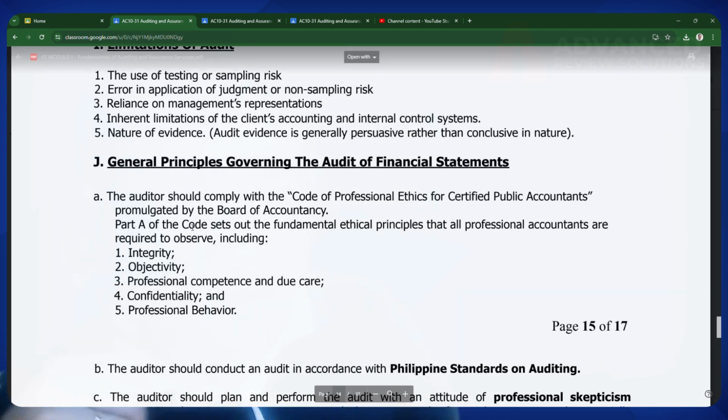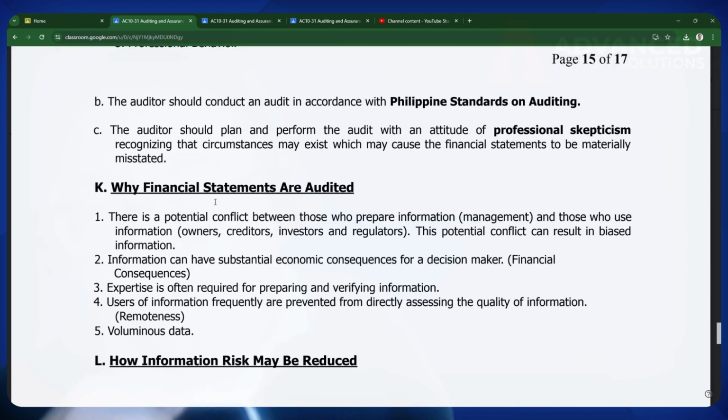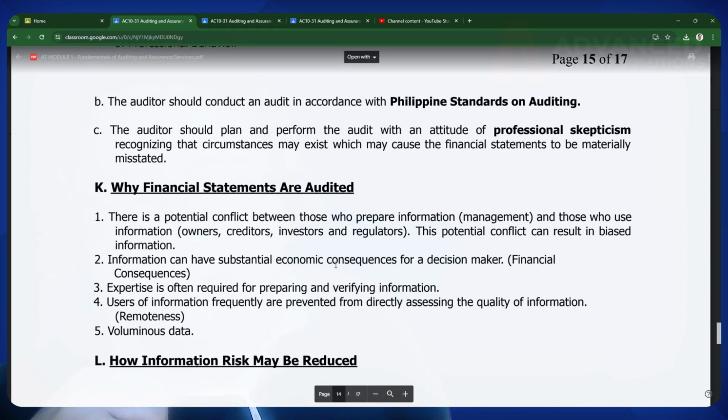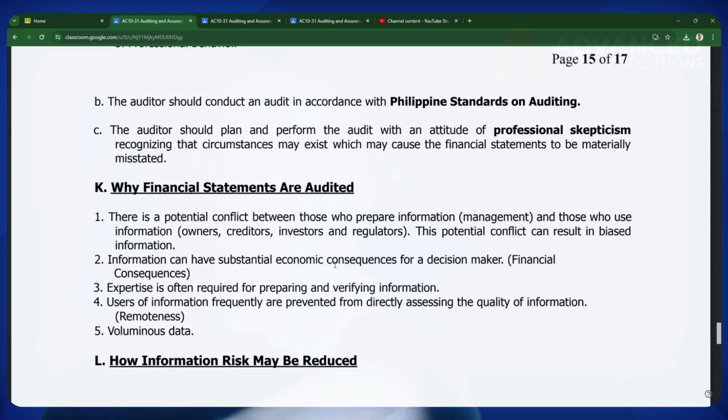Yan. Again, ulit-ulit lang to, ha. The auditor should conduct an audit in accordance with the PSAs, okay, or the Philippine Standards on Auditing. With this class, the auditor should plan and perform the audit with an attitude of professional skepticism. Ano ibig sabihin? Ha? Recognizing that circumstances may exist that may cause the FS to be materially misstated. Alright. But may question, ba't pinapa-audit yan ng ating, siyempre, una muna compliance na requirement yan.